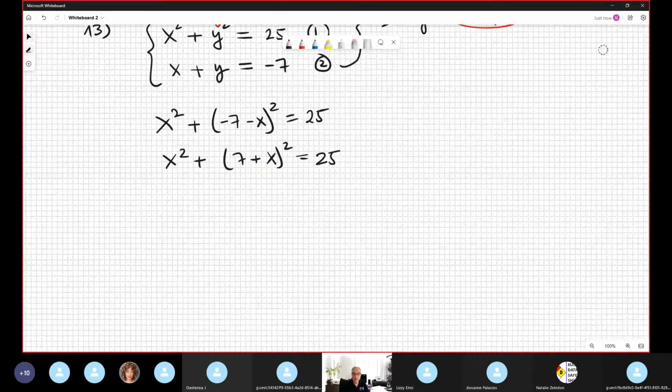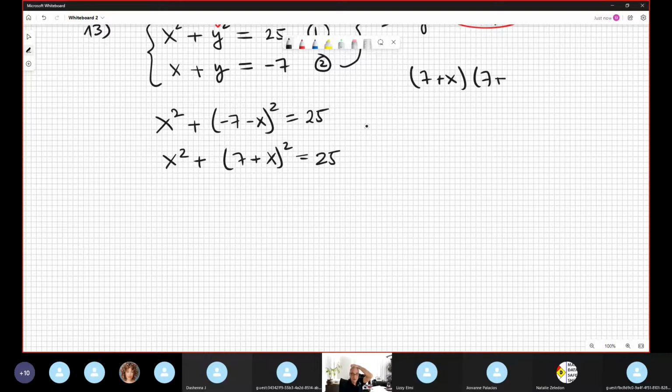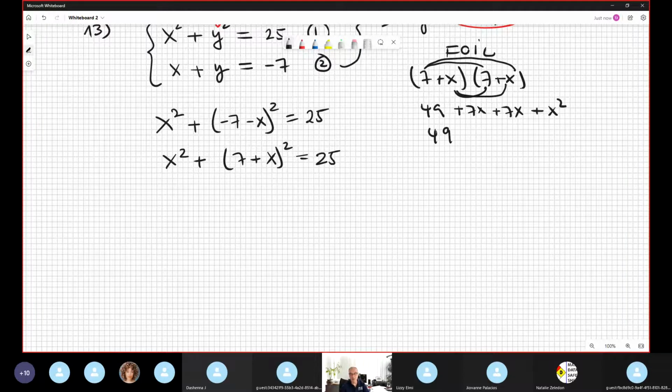Expanding is super easy. The students in pre-calculus expand in a different way than the students in intermediate algebra, no? The student in intermediate algebra does FOIL like that: 7 plus x times 7 plus x, and you apply FOIL, no? This is the kindergarten way. 7 times 7, 49. 7 times x, 7x. x times 7, 7x again, and x times x is x squared. And now you combine like that: 49 plus 14x plus x squared.